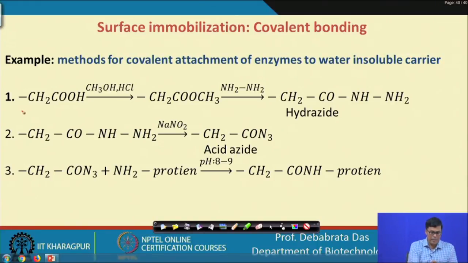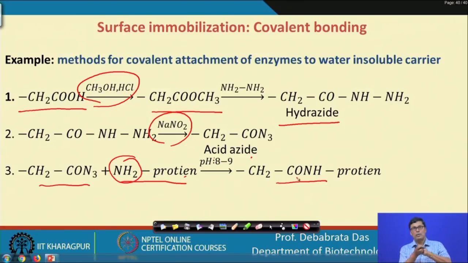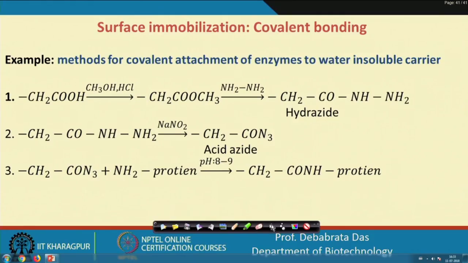Suppose this is CMC, carboxymethyl cellulose, and when treated with methyl alcohol and HCl, it forms this hydrazide. Then this hydrazide undergoes a diazo reaction and produces acid azide. In the presence of the protein molecule, we know the protein molecule has the amino group. This amino group will bind here, and this is how bond formation takes place in covalent binding.